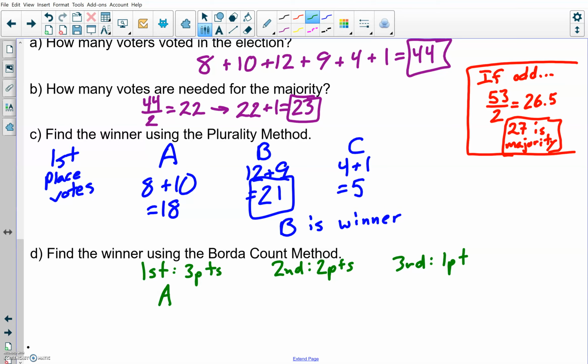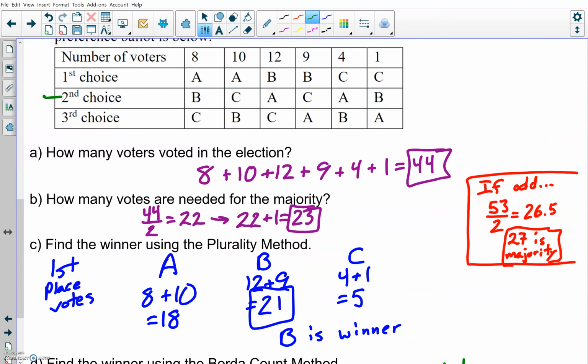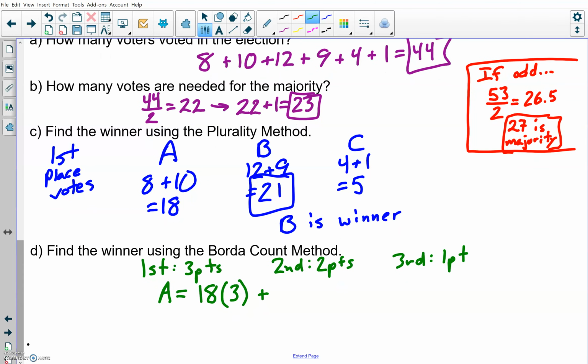So for A, let's take a look at what this does. I know there were 18 first place votes for A, so they get 3 points for each of those. So you just multiply the number of first place by 3 points. For second place, if we go up here to the table, look at the second choice. A was second here and here, 12 and 4. So add that, you get 16 times when A was a second choice. So you get 2 points for each of those.